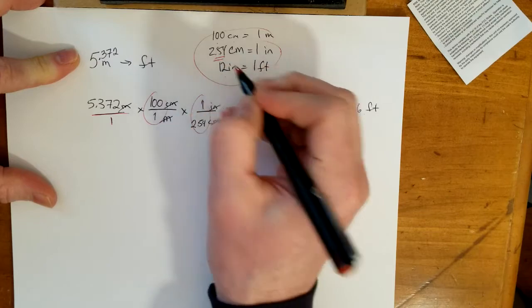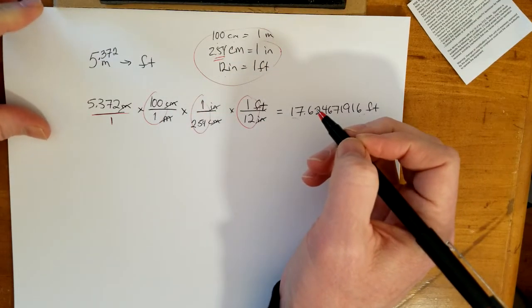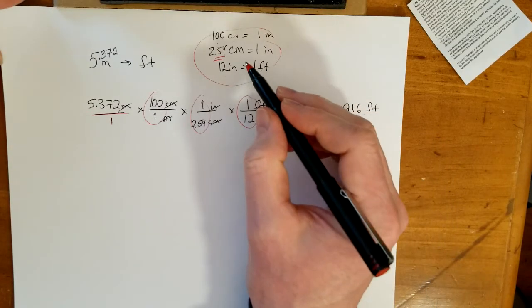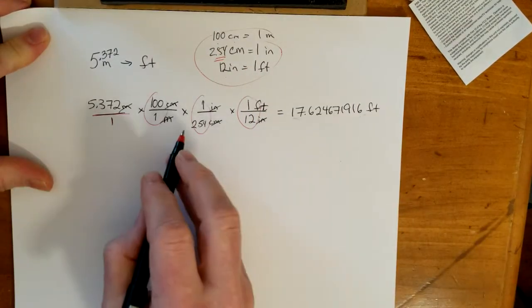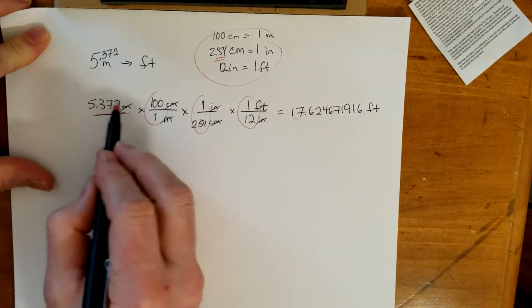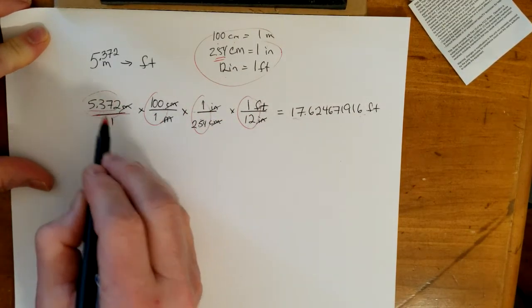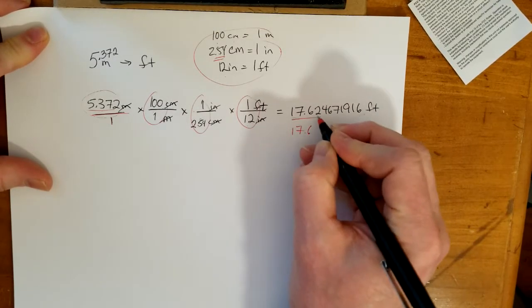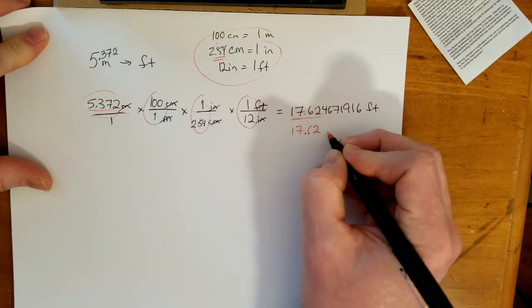And by the way, why is it 2.54? Because that's what the powers that be said so. At some point, a group of people got together and said, we are going to establish that as fact. So therefore, since these have all infinite significance, this is the limiting factor. I have 4 significant figures here, so I have 4 significant figures here. So 17.6, I round off at that point, 62 feet.